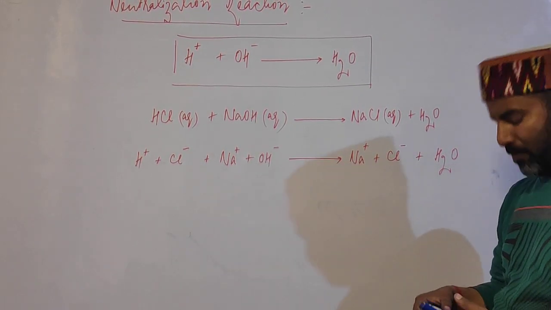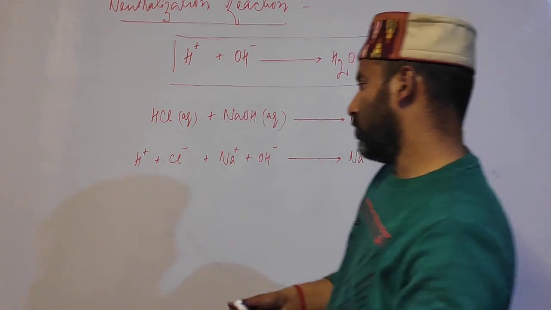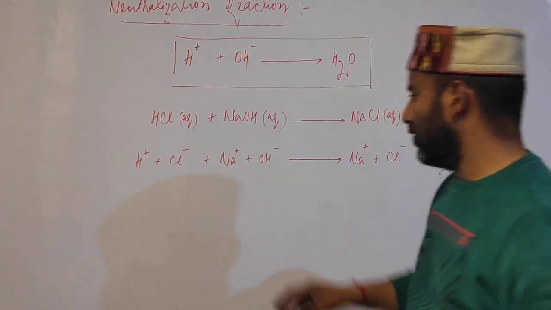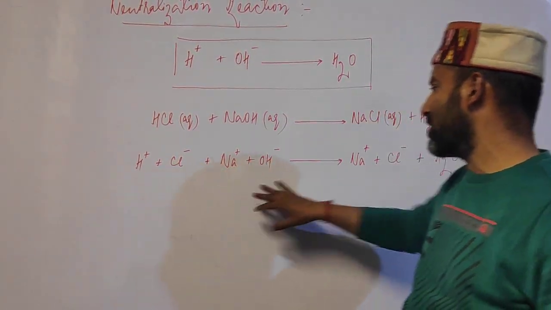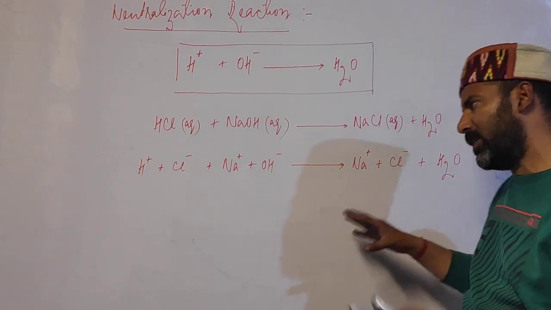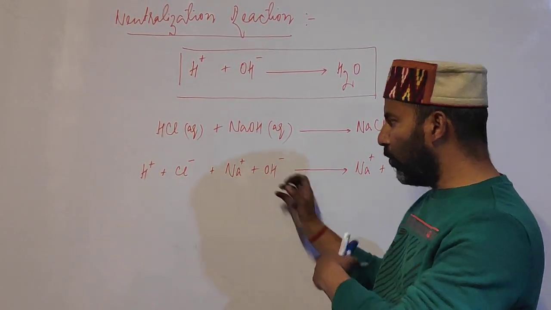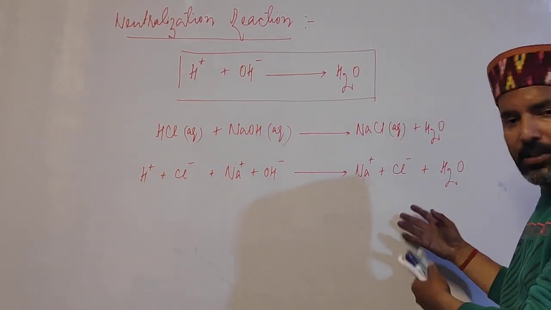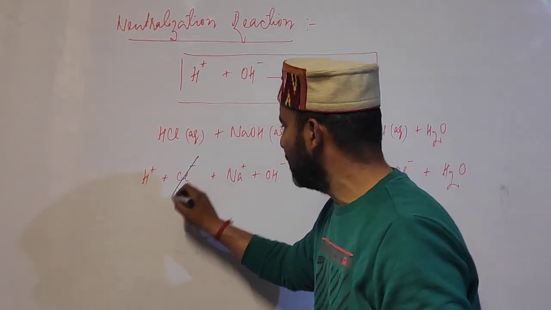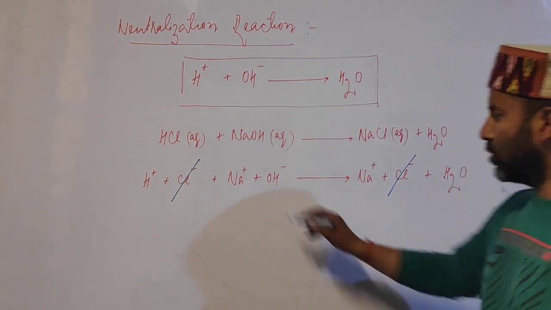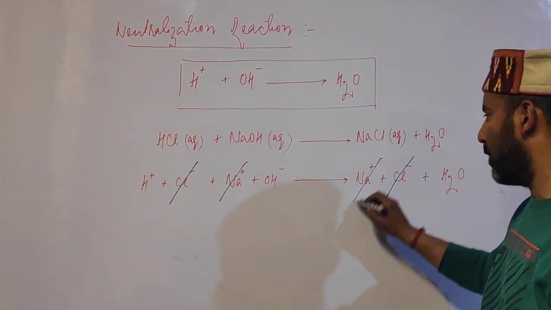Now students, if you carefully observe, these chloride and sodium ions are spectator ions. Why do we call them spectators? Because if you look at their status before mixing and after mixing, they are the same. Like chloride was free before and is free now. Sodium was free before and is free now.